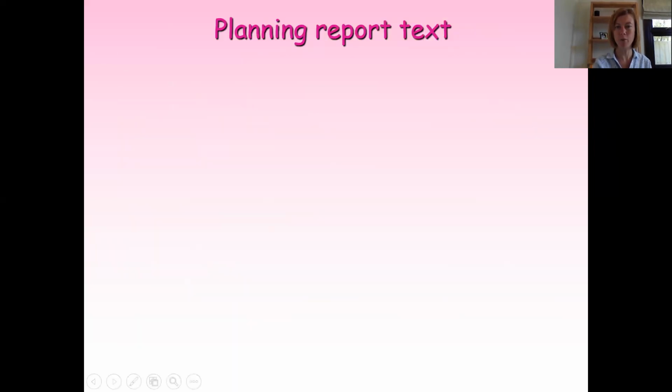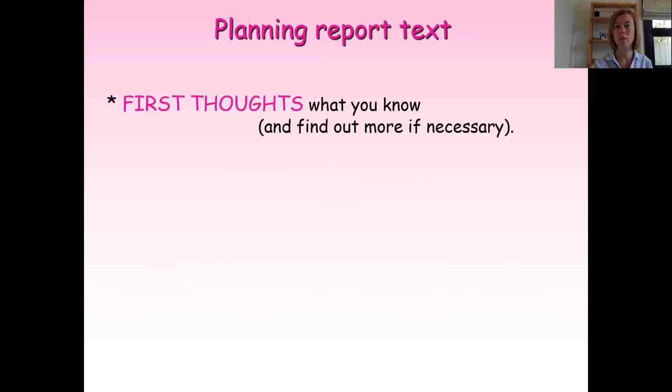When we're planning a report text, we initially write down our first thoughts, so what we already know, and you might jot down some key questions and things that you might like to find out about. So when I do my plan for you tomorrow, I'm going to write about what I know about cats first of all, and then I'm going to jot down some key questions, things that I need to go and research. I don't know a lot of technical language about cats, so I know that's something that I need to research tomorrow, but I'll explain that another time.